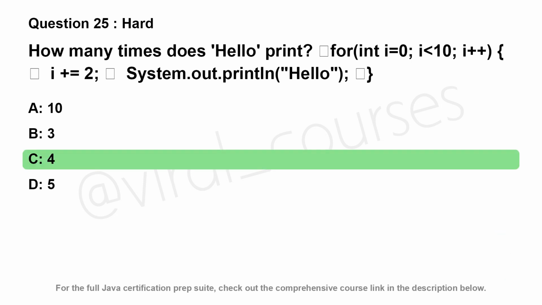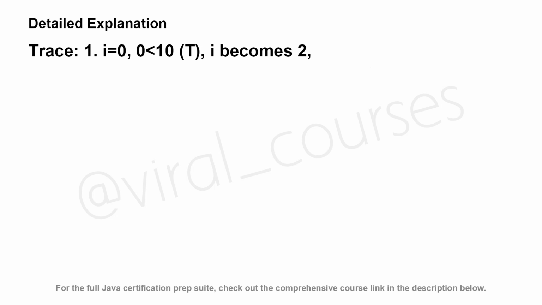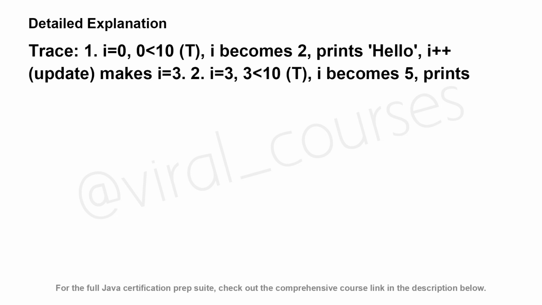The correct answer is C. Trace. 1. i equals 0. 0 less than 10, true. i becomes 2. Prints hello. i++ update makes i equals 3. 2. i equals 3. 3 less than 10, true. i becomes 5. Prints hello.